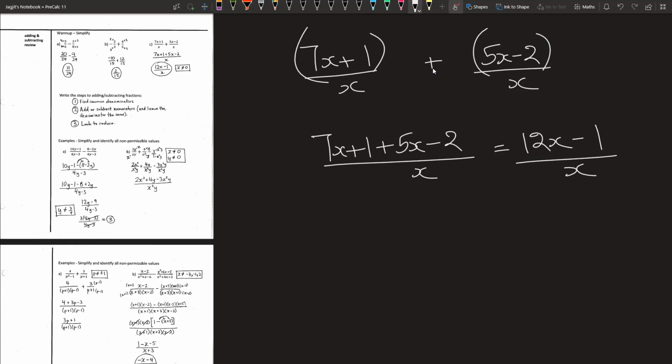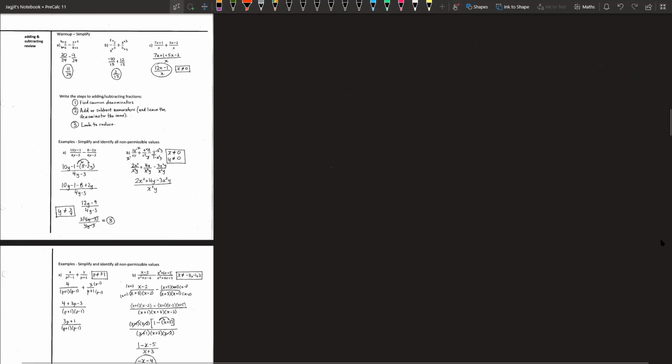But do not forget to write the non-permissible values. What's at the bottom? x. So x cannot be equal to 0. Don't forget the non-permissible, folks. Okay? That would be your most common mistake. Good. Let's have a look at a couple more questions.